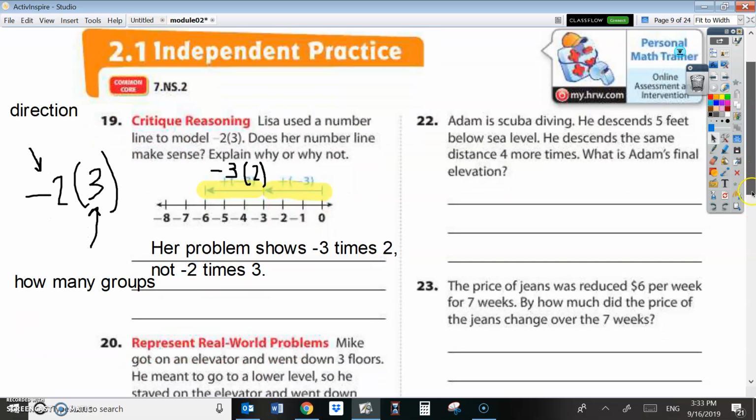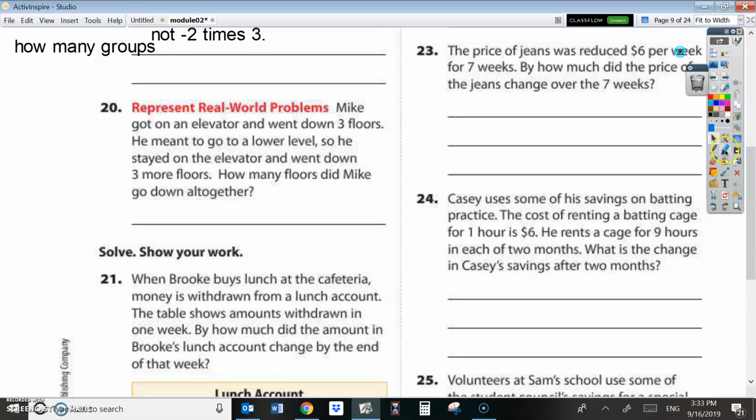Mike got on an elevator and went down. Down is negative. 4 floors. He meant to go down to a lower level, so he stayed on the elevator and went down 3 more floors down. So he went down 3 floors, but he did that twice. And that equals -6 floors.